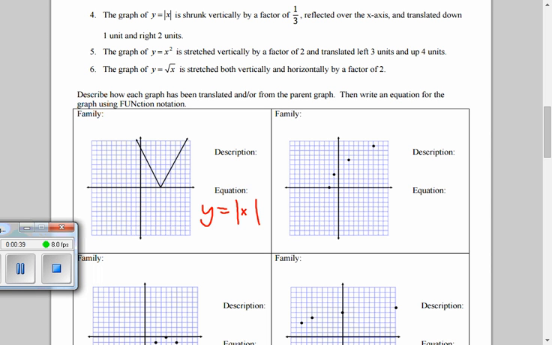Would you agree it seems like it has been moved to the right? So then I therefore put a minus in there for the right. And how far does it move to the right? 4. All right, it's been moved 4 to the right. Now, the stretch part.